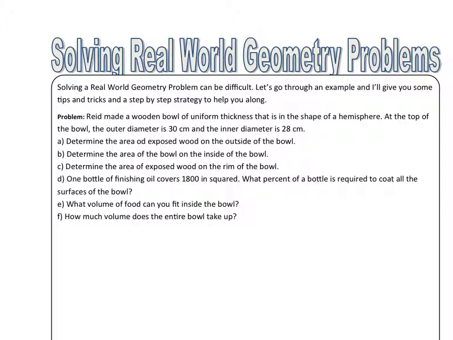Reed made a wooden bowl of a uniform thickness that is in the shape of a hemisphere. I'm going to highlight that hemisphere because it's half of a sphere. So if we need formulas, we're going to need those ones. At the top of the bowl, the outer diameter is 30 centimeters and the inner diameter is 28 centimeters. So let's highlight those as well because that's good to know.